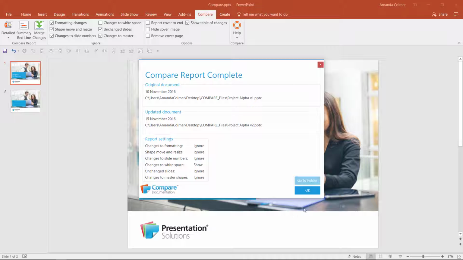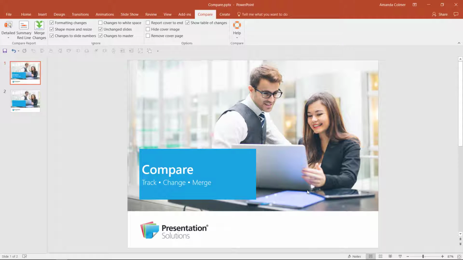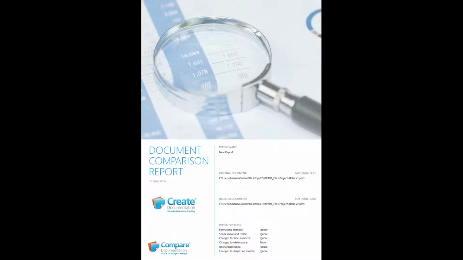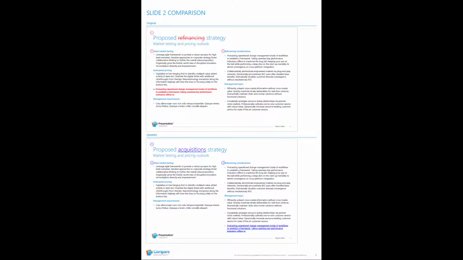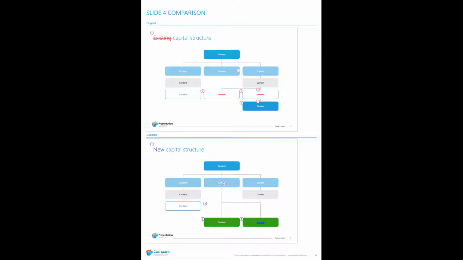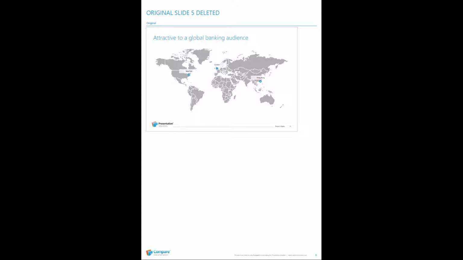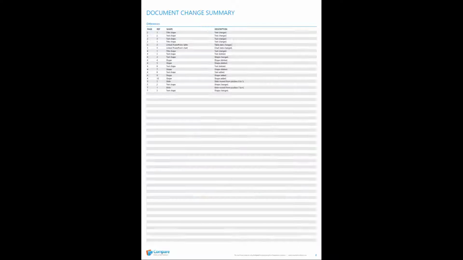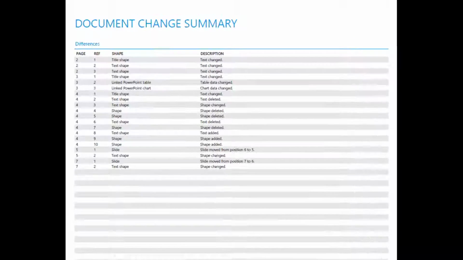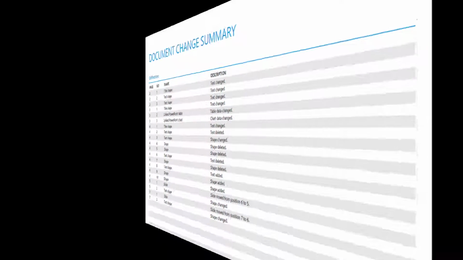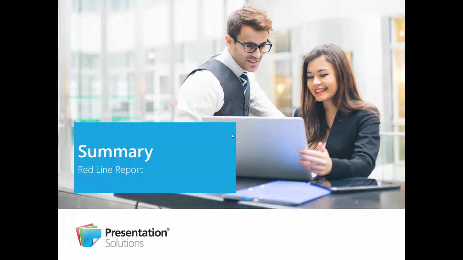Click OK to view in the Compare Report Complete dialog box. The report PDF will open with the view top and bottom of each slide. And on the last slide, a document change summary. Summary red line report.